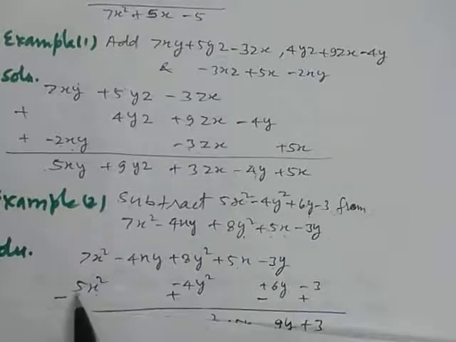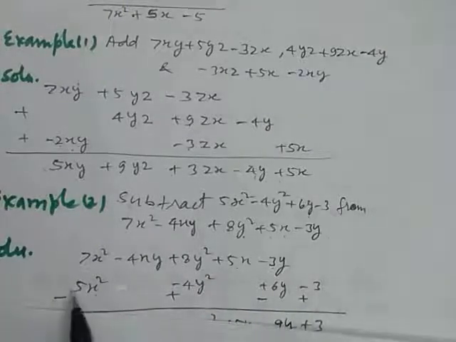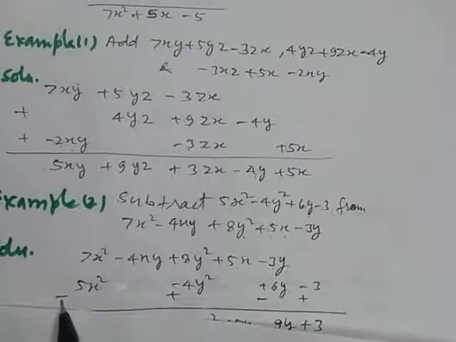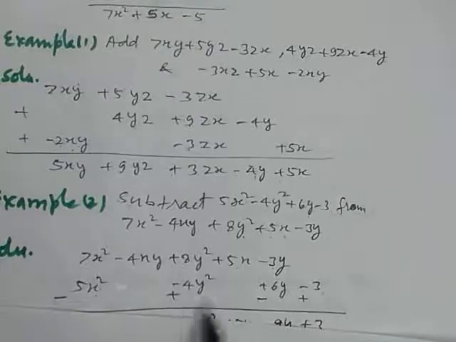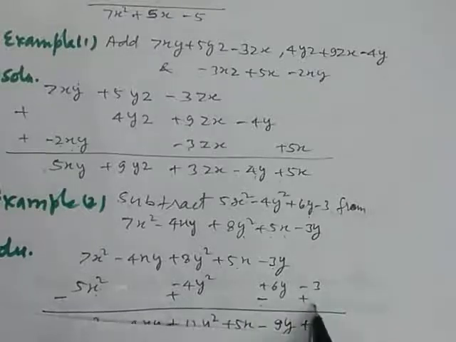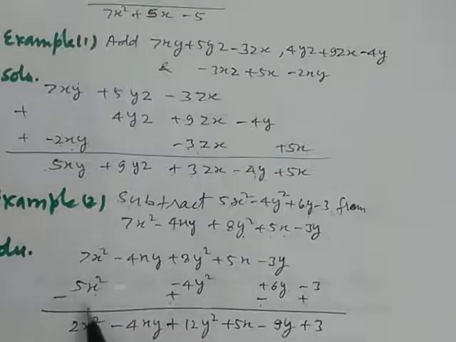Okay, now we are subtracting, so change the sign. Whatever the sign of the term, we just change it. Here 5x square is positive, so we change it to negative. This is negative, so positive. This is positive, so negative. This is negative, so positive. Now these are the new signs. Now adding according to sign.